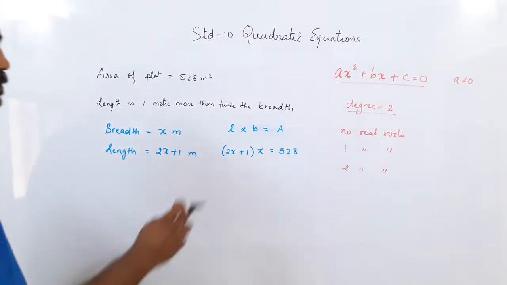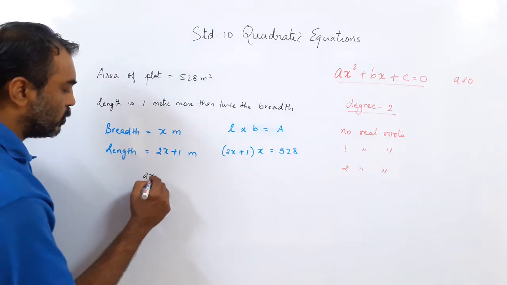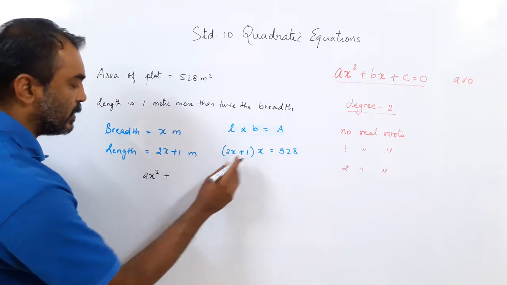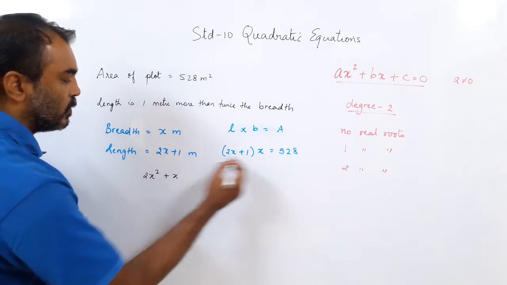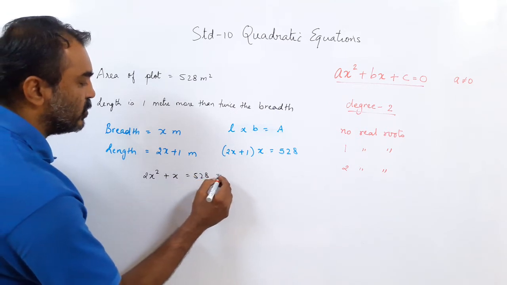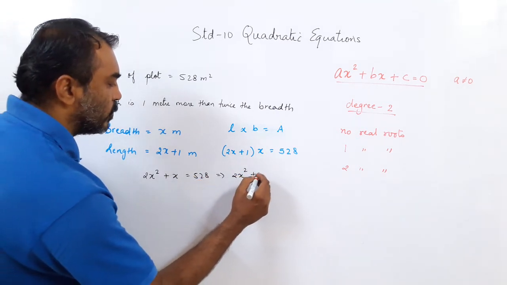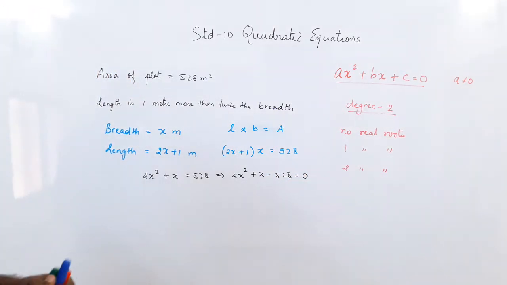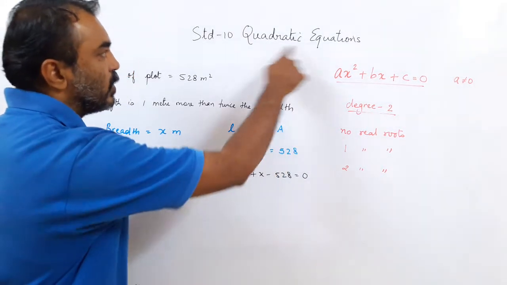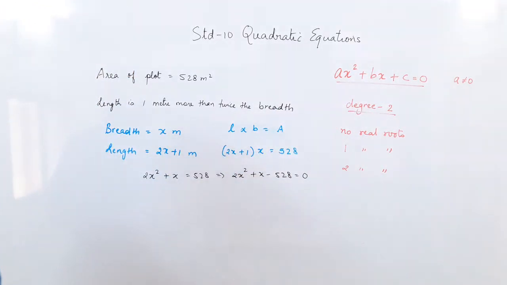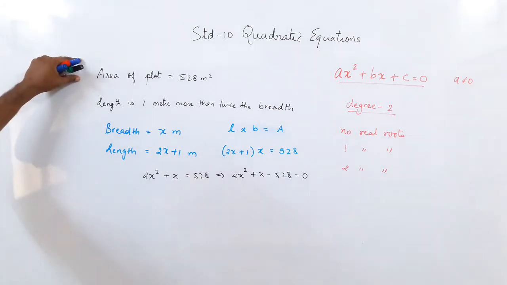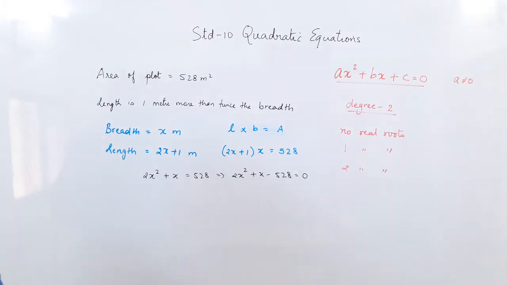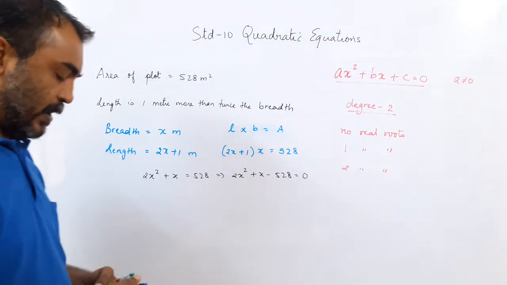twice the breadth. So if we solve this, we get x into 2x plus x into 1 is x equal to 528, which gives us 2x square plus x minus 528 equal to 0. So we got this equation in quadratic form, ax square plus bx plus c equal to 0. So the person remembered the area of the plot and he remembered the length is 1 meter more than twice the breadth, but he forgot what was the length and the breadth. We are supposed to help him to find out.